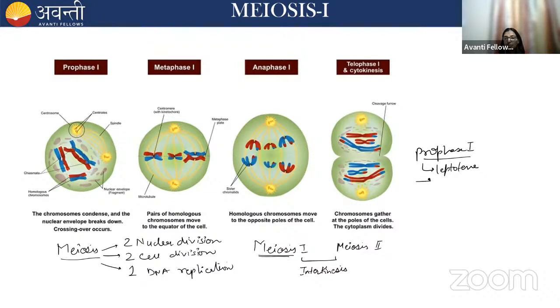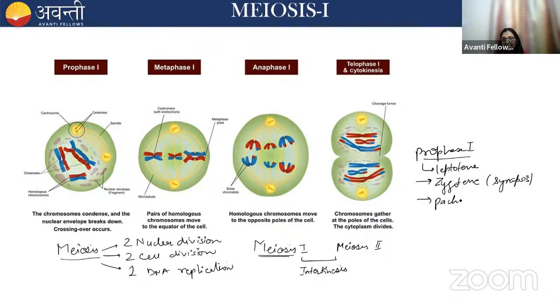During this stage, the chromosomes are gradually visible. Second one is zygotene. In this stage, synapsis occurs. The pairing between the homologous chromosomes occurs, and they form a synaptonemal complex between the homologous paired chromosomes. That complex is known as a synaptonemal complex.